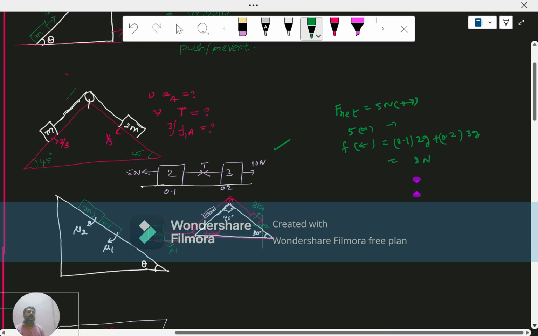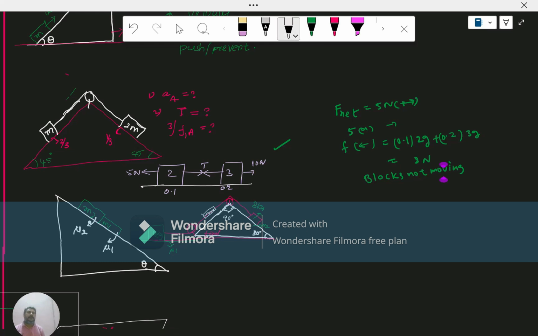So the blocks are not moving, both blocks are at rest now. Blocks not moving, so the acceleration of the blocks is 0. Now take separate bodies. To take separate bodies, I will take the 2 kg block.